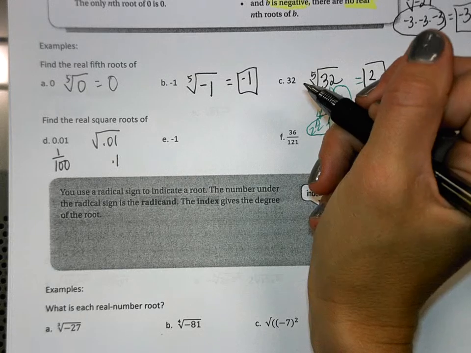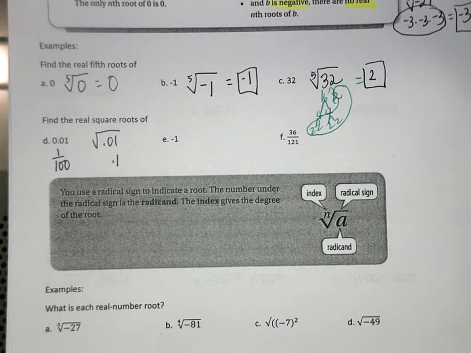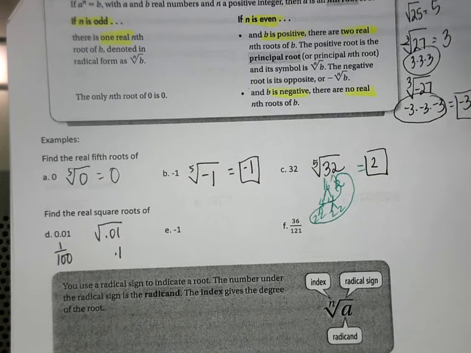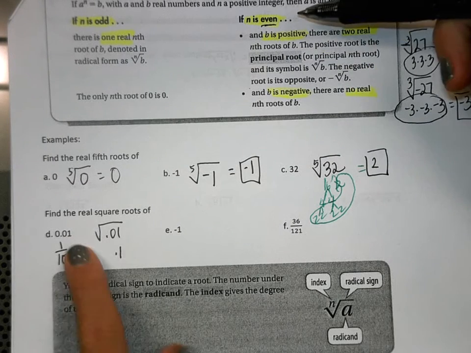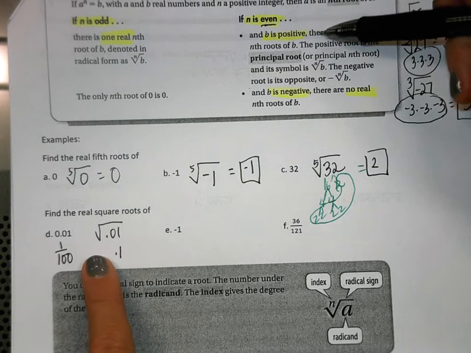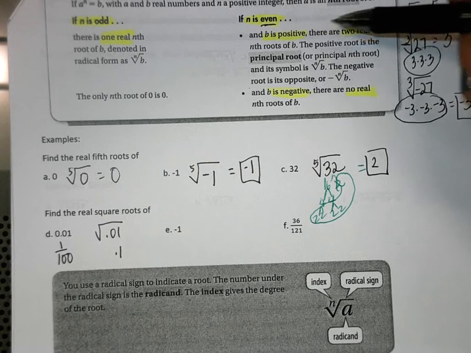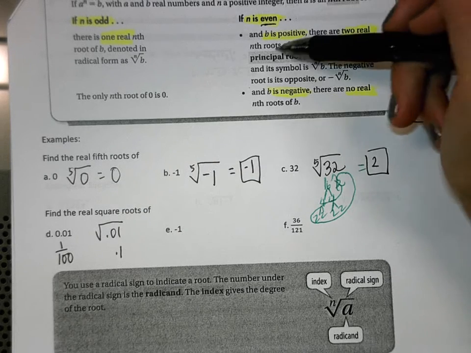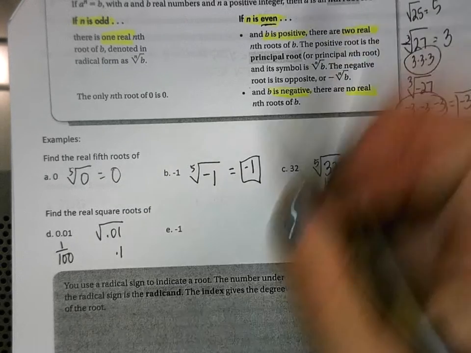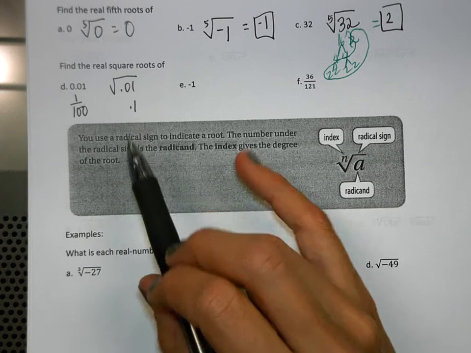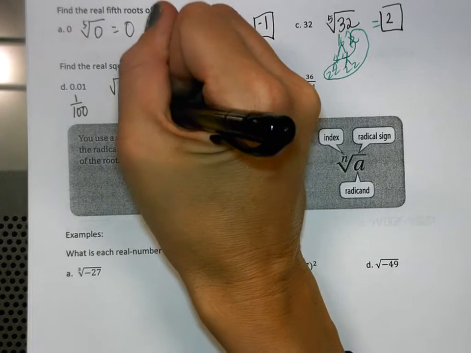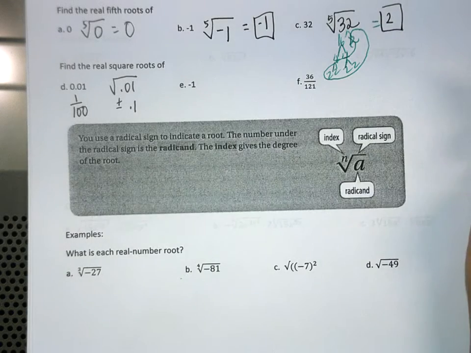Now, remember how we talked about this back up here. Right now we're dealing with an even index. If b is positive, then there are 2 real nth roots of b. So that means this is going to have 2 answers. It's going to be a positive and a negative 0.1.